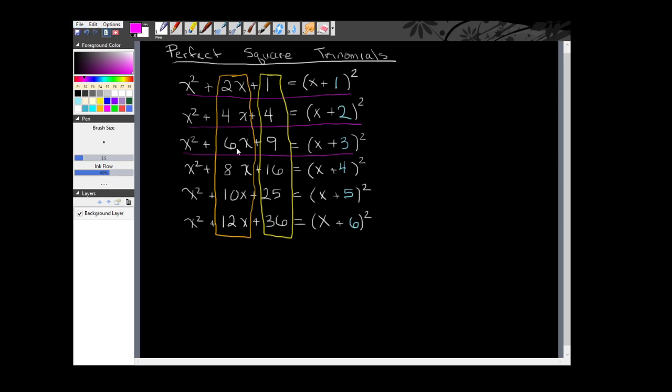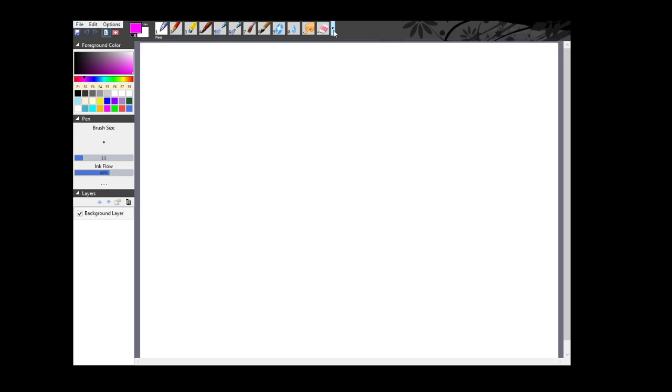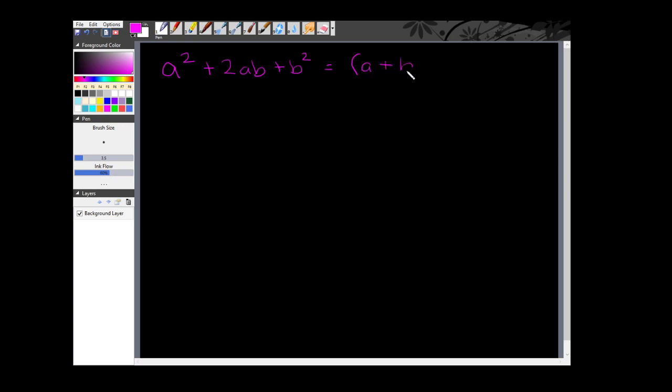So now I am starting a new little file so that we can discuss the formula. So the perfect square trinomial factoring has this formula. It says a squared plus 2ab plus b squared is equal to (a plus b) squared. But you can also have the negative, okay?